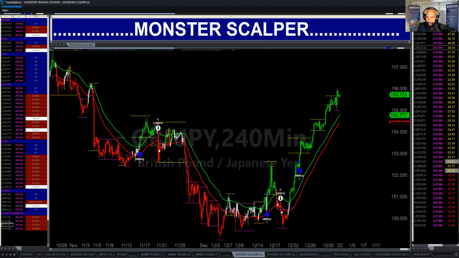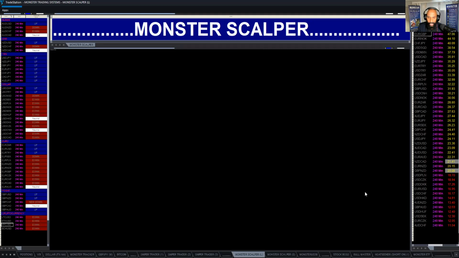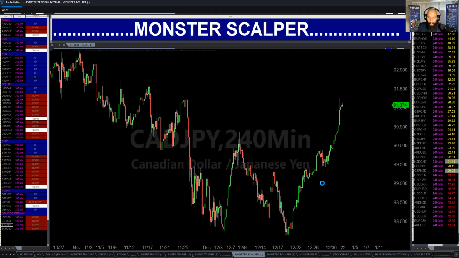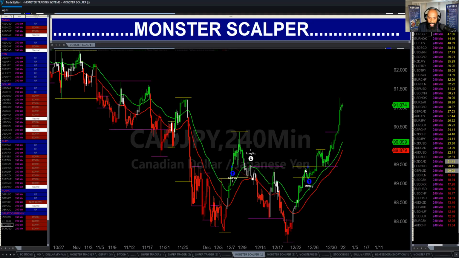So pound yen, pound CAD really made a move to the upside. So that's another yen pair. Same thing here, buy signal here. Could have had our first position here, second position here, third position here.